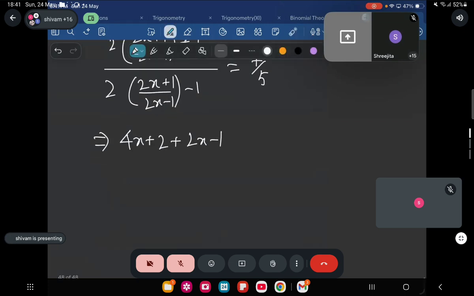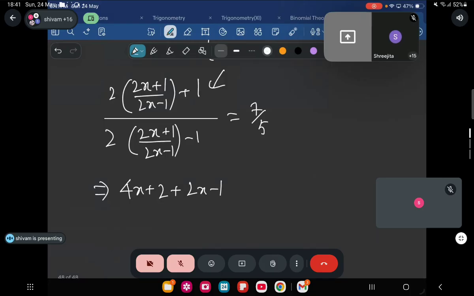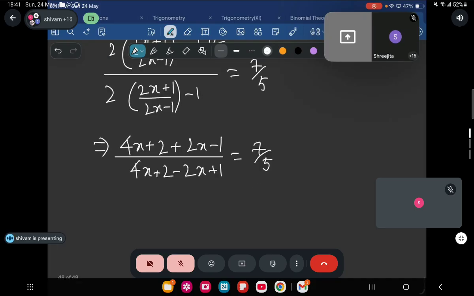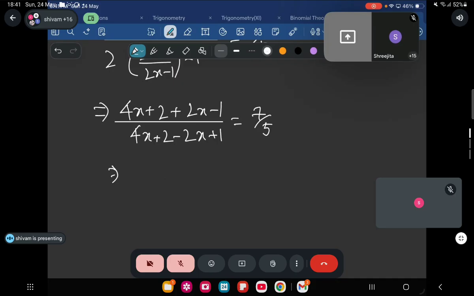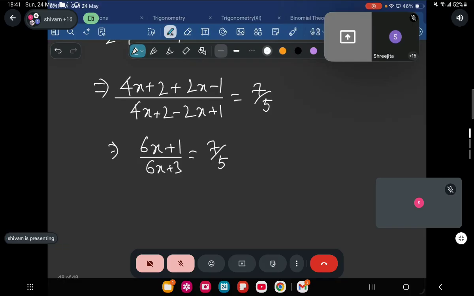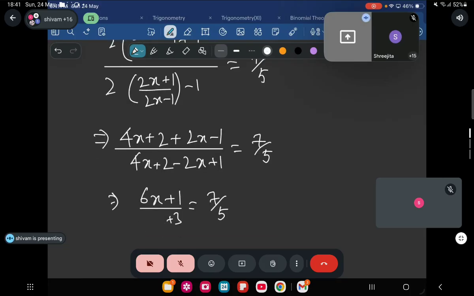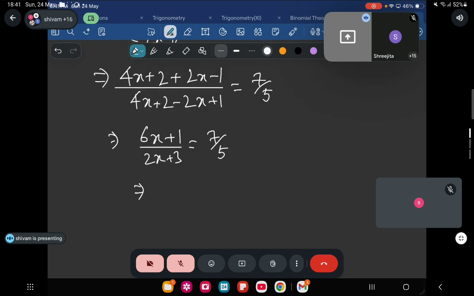Let us simplify. 4x plus 2 plus 2x minus 1, divided by 4x plus 2 minus 2x plus 1, will be equal to 7 by 5. 4x plus 2x is 6x, plus 1, upon 2x plus 3. This is equal to 7 by 5. Oh, the denominator is 2x plus 3, sorry. Cross multiplying we get 30x plus 5 is equal to 14x plus 21. So from here I am getting x equal to 1.